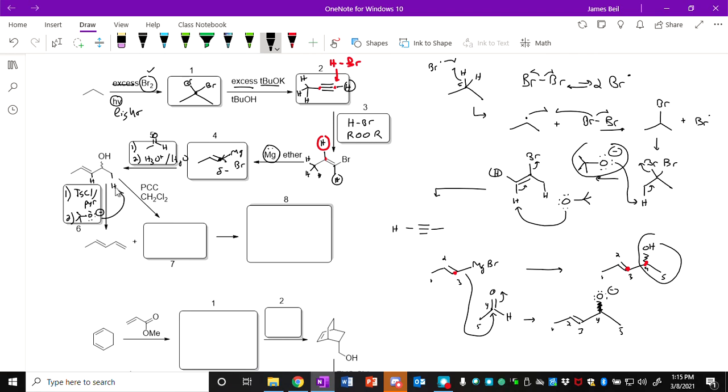And that would pick off that proton, push those electrons in, and then once this becomes an OTs, it would push that out, and that would make the diene.